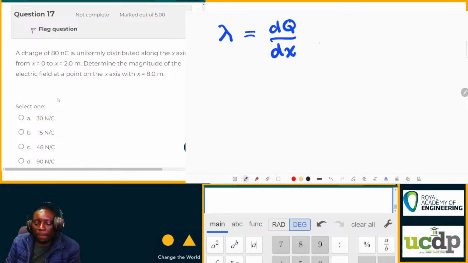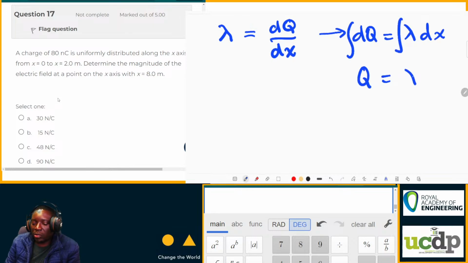So that would mean, therefore, dq is simply lambda dx, and the integral of this will simply give us Q equals lambda times x, which is basically the length of the linear distribution of charge, or of the line of charge. Okay, so now what does that mean?